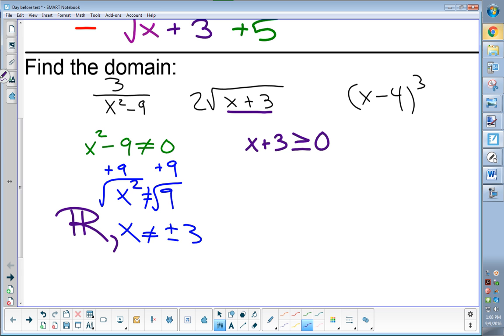Then we're going to solve it. So this is an easy solve. All we need to do is subtract 3 from both sides. X is greater than or equal to negative 3. Done. Questions there?